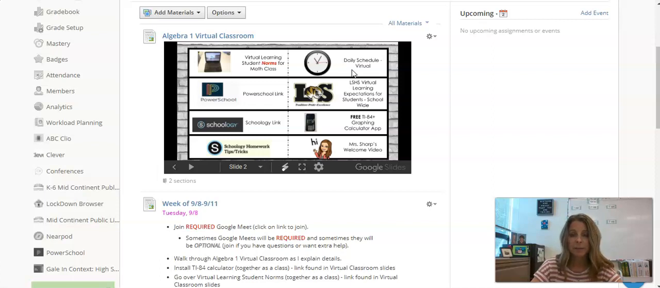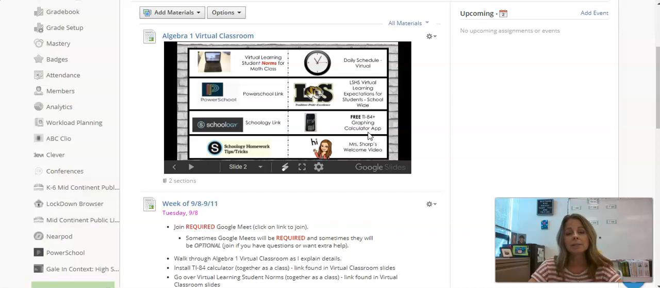I do have some paper, like some note packets, things like that to give to your student. We're going to have a student distribution day of materials. So that would be really helpful if you are not able to print it. I have some links for PowerSchool, Schoology. There is a free graphing calculator app that students can load to their Chromebook.